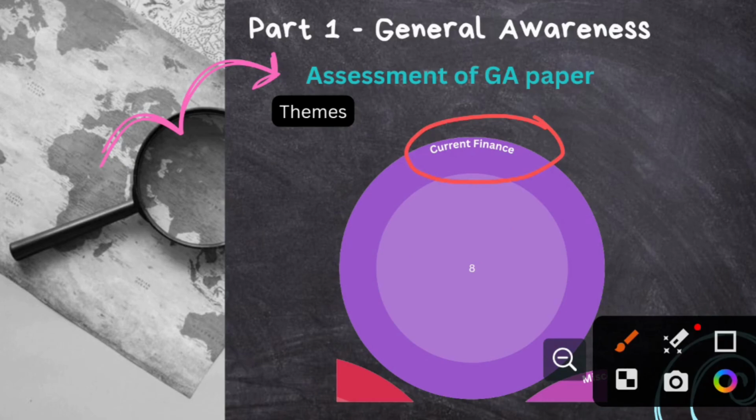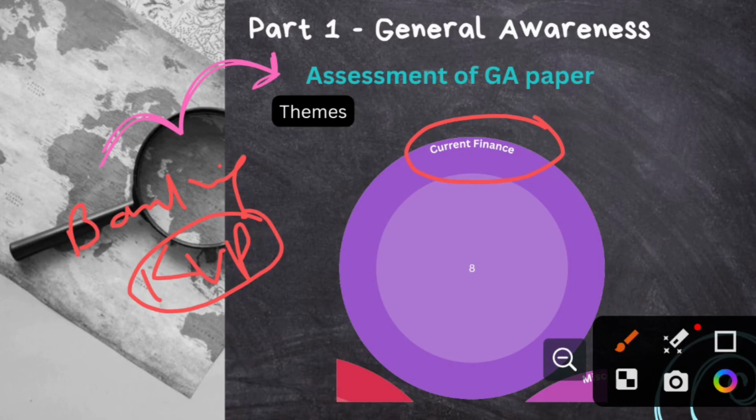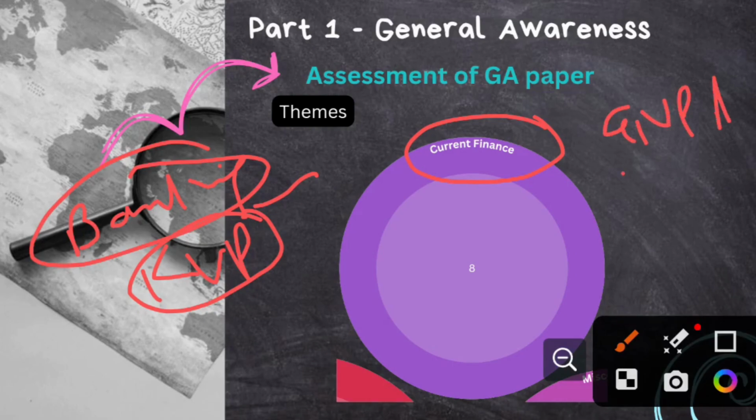Now, there were a few questions on current finance. So, what is current finance? The questions which are related to banking. For example, there was one question about the interest rate of Kisan Vikas Patra, which one of the following has the highest interest rate. So, KVP was the answer. These types of questions are related to banking. Then there was a question on the current gross NPA ratio as per the Financial Stability Report. Again, a concept of banking.